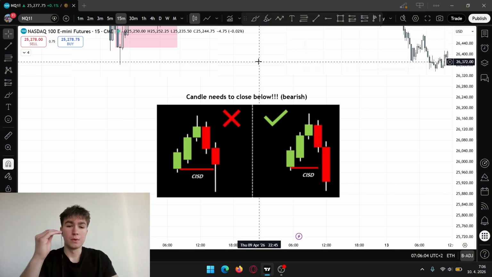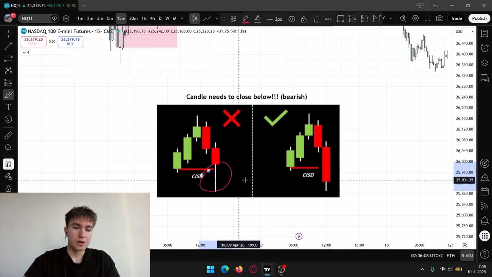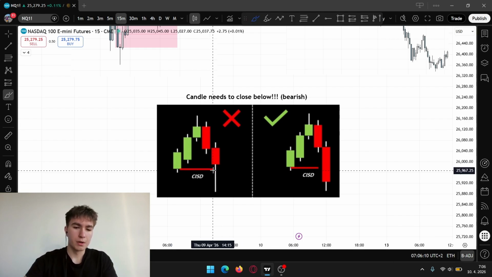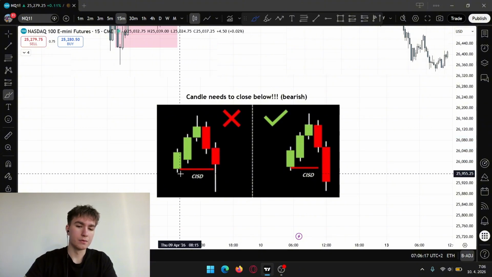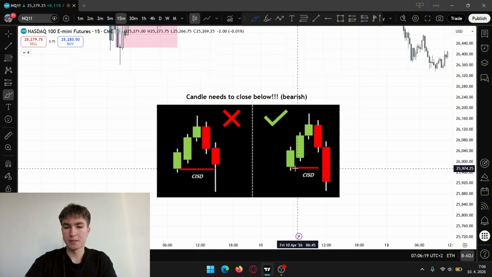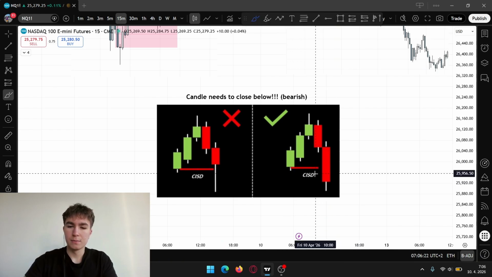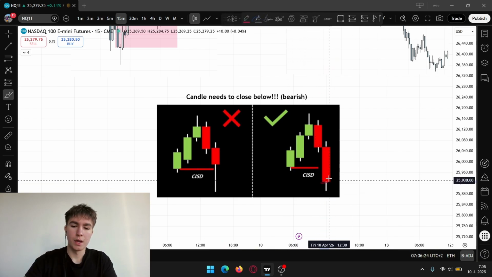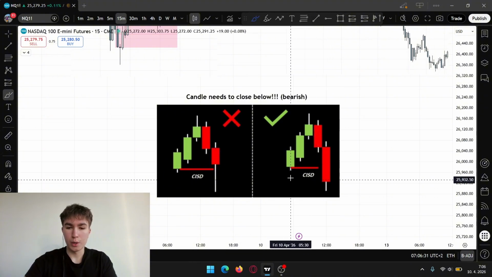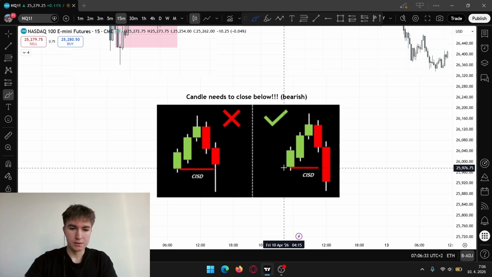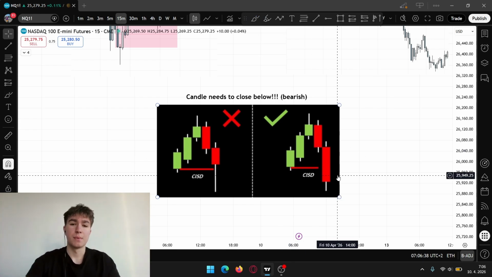What you need to keep in mind is that this is not a change in state of delivery, because the candle did not close below the candle body of the series. But this is the right change in state. We have to close below. Here's where the bearish candle closed, and it is below the candle body of the series. We ignore the wicks, basically. Just ignore the wicks. Let's get into some live examples.